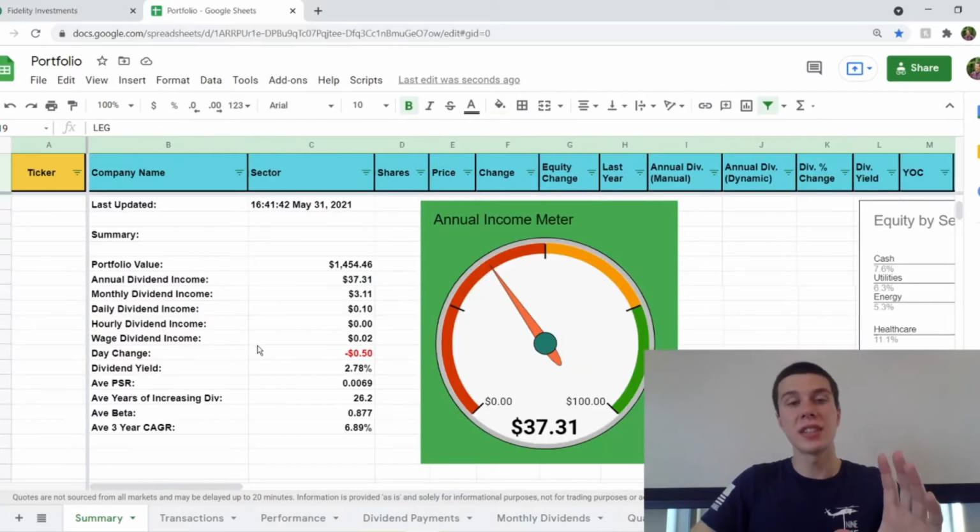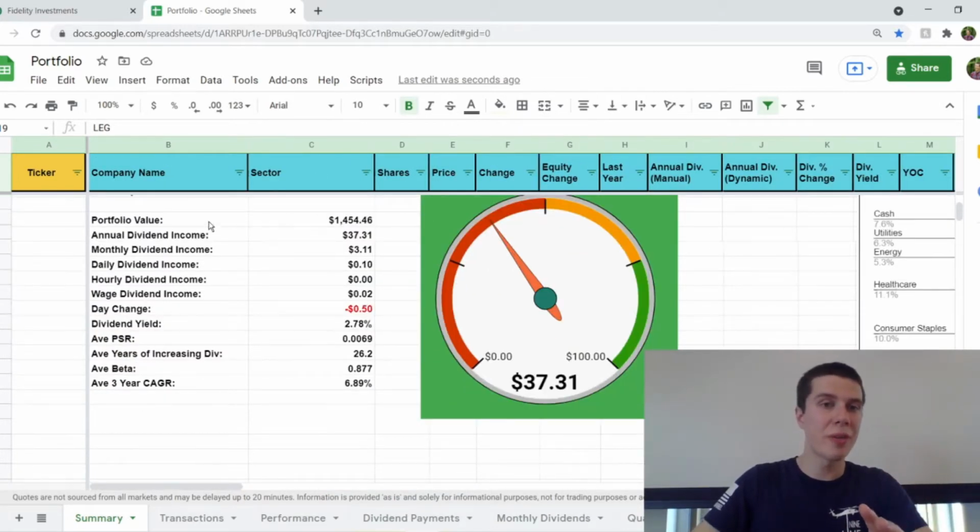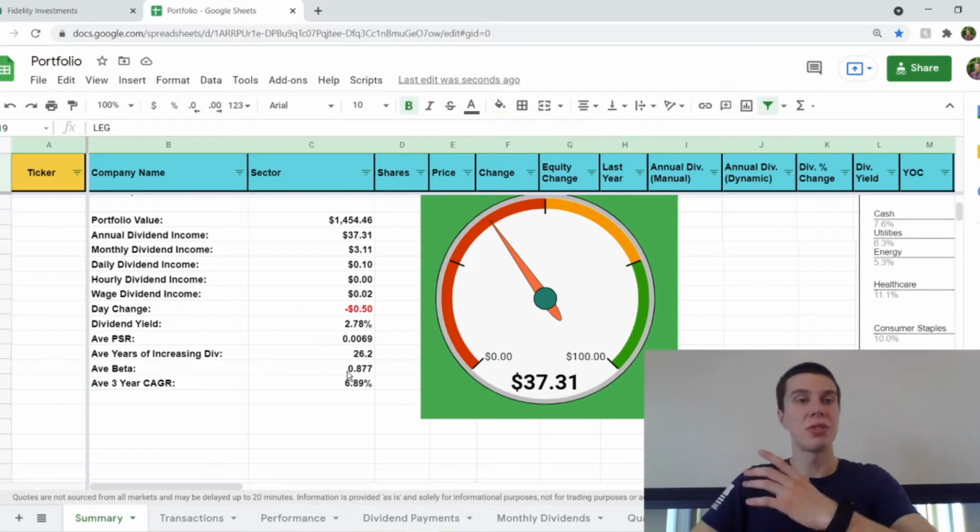Looking at this summary page, right now the portfolio is valued right around $1,454 with our annual dividend income of around $37.31. And right now this 3-year CAGR is 6.89%, which I love to see. Our average years of increasing dividends is 26.2. So we'll go run this script and I'll show you guys how that's done.